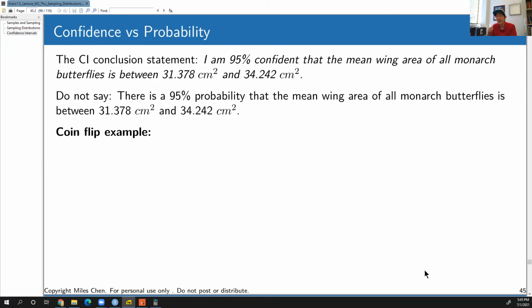So you can say, I am 50% confident that it landed heads. You're allowed to say that. But to say there's a 50% probability that it landed heads is actually a nonsense thing to say, because there's no probability. It either landed heads or it didn't.